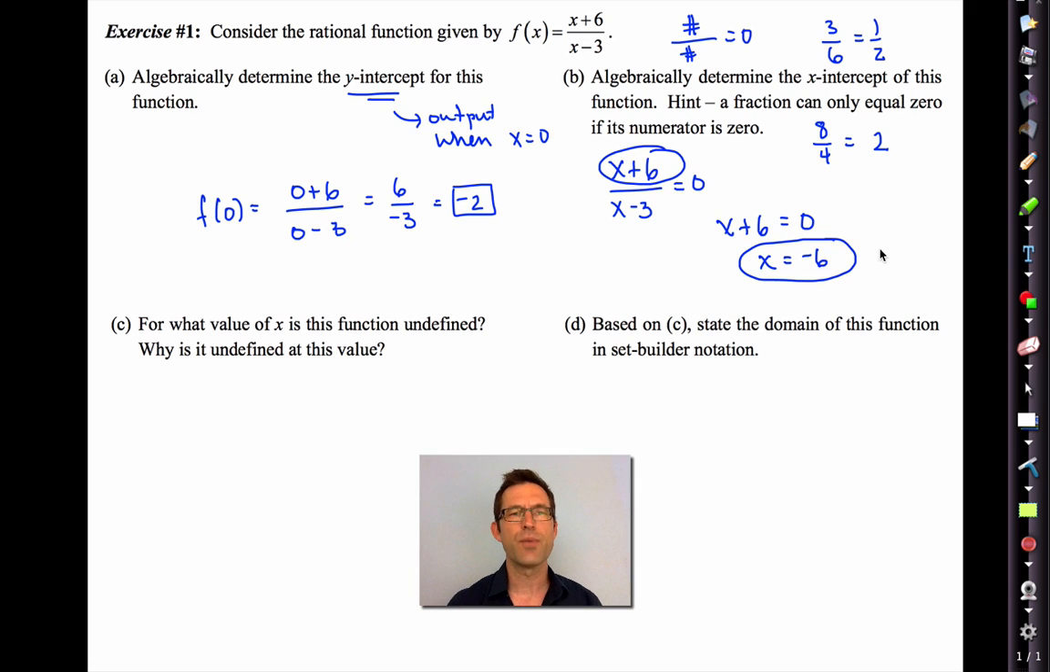Now, letter C. For what value of x is this function undefined? Why is it undefined at this value? Undefined, meaning that if we tried to put this value of x in and do the addition, subtraction, then the division, we'd go, yeah, I don't know. Think about that. This is very, very important for today's lesson.